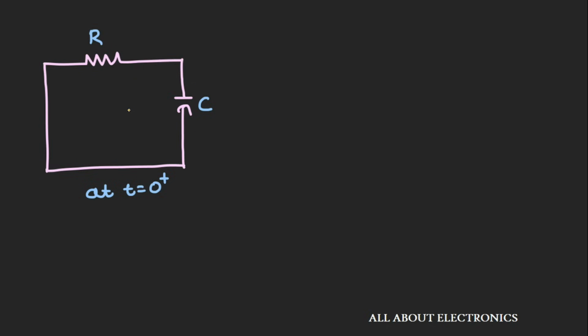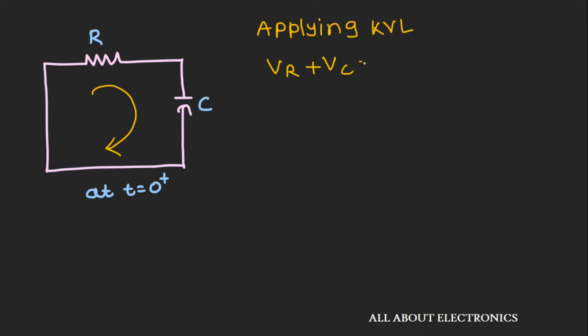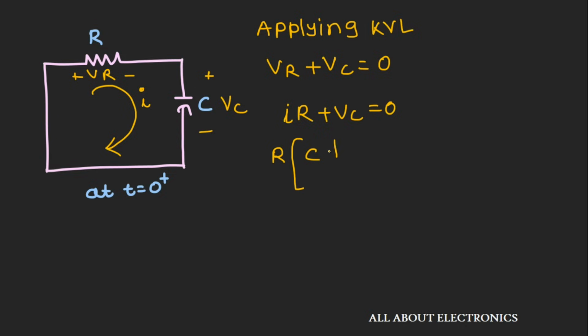For that, let's apply Kirchhoff's voltage law in this circuit. Applying KVL, we can write VR plus VC equal to 0, where VC is the voltage across this capacitor and VR is the voltage across this resistor. That means IR plus VC equal to 0, where I is the current flowing through this circuit. The same current I will also flow through this capacitor, and we know that the capacitor current can be given as C dVc by dt. So we can write R C dVc by dt plus Vc equal to 0.